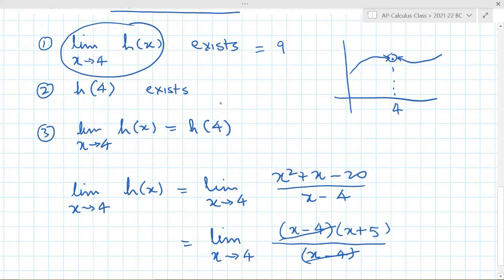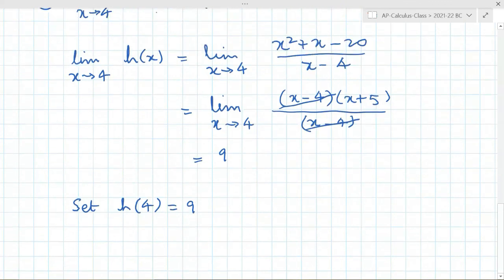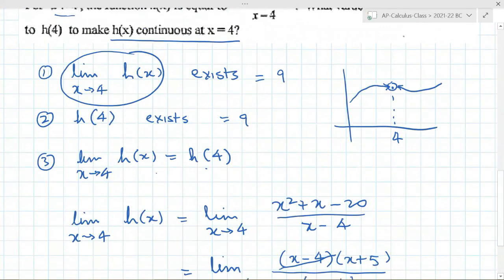So we have to define h of 4 to be something. If the limit has to be equal to h of 4, then this should also be 9, right? So we should set h of 4 equal to 9, right? So what kind of discontinuity was this? Removable, right? So we can remove it by setting one value.